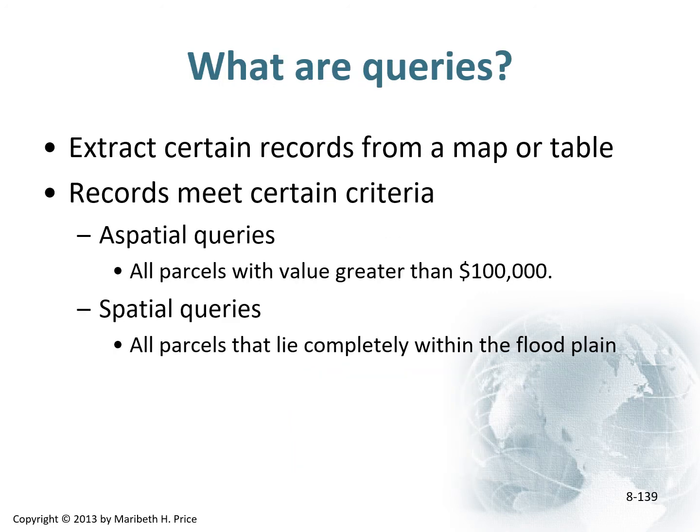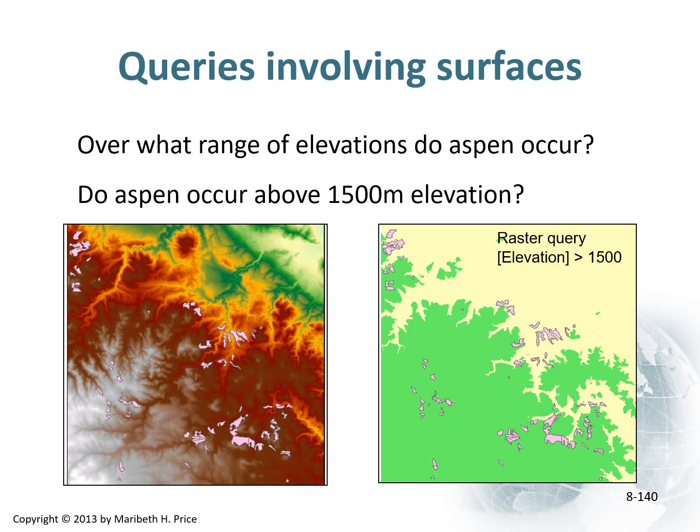Queries extract certain records from a mapper table. We already talked about that. Aspatial and spatial. Aspatial queries are, for example, all parcels with a greater value than 100,000. Think of that as like select by attributes. Spatial queries are all the ones that lie within a floodplain, which has to do with the spatial position of something relative to another data set. So here's an example, elevation: pick one over a certain range, and that's what gets identified.